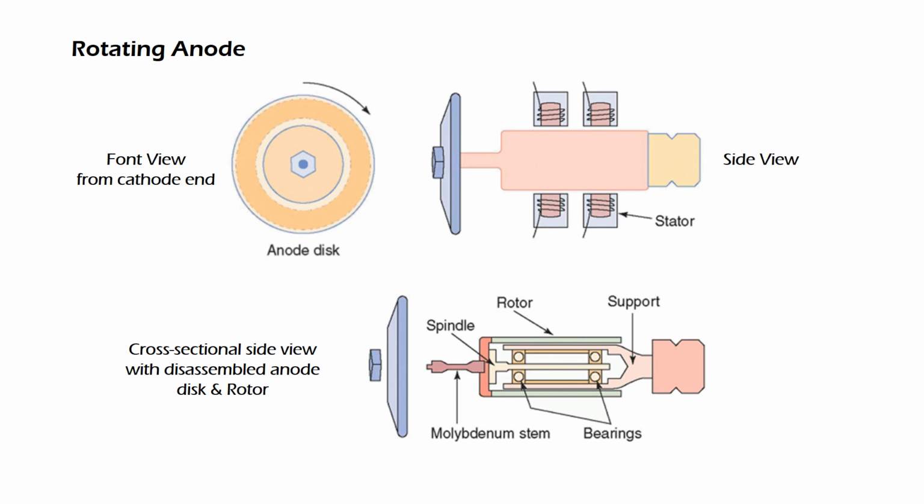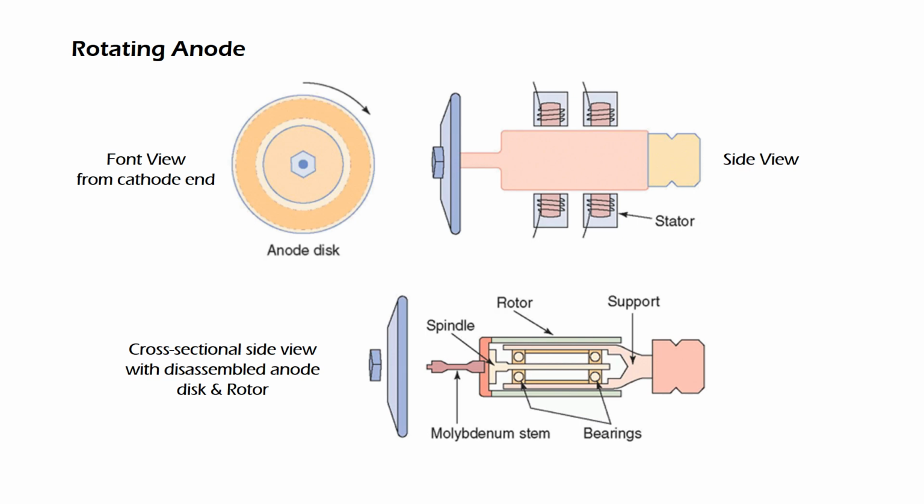Alternating current is passed through the stator windings and produces a rotating magnetic field. This induces an electrical current in the rotor's copper bars, which creates an opposing magnetic field that causes it to spin. The standard rotation speed is 3000 revolutions per minute, or RPM. In high-power X-ray tubes, the rotor assembly is designed for a higher speed of 9000 RPM.